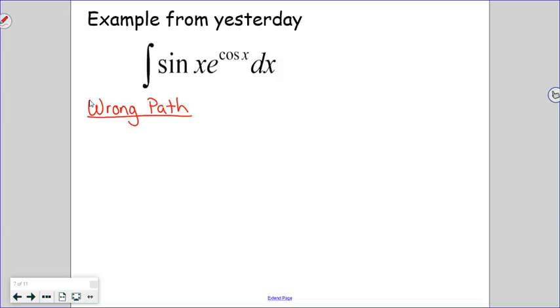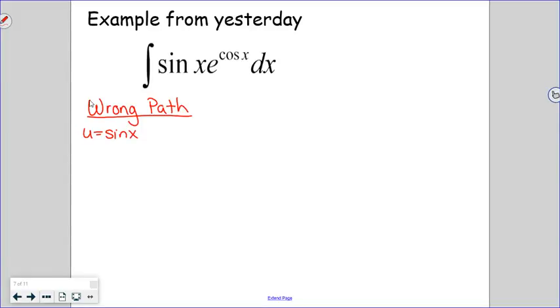There are several functions that we could pick. You have the function sine of x. You have the function cosine of x. You have the function e to the cosine of x. So how do I pick one of those? Well, until we get the hang of this, you might have to just guess and check. So what if I were to let u equal the sine of x? Seems like a decent choice, right?